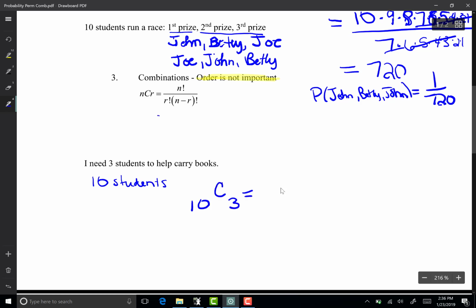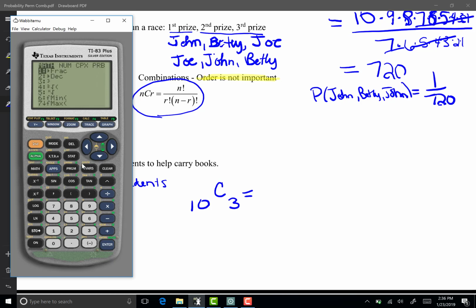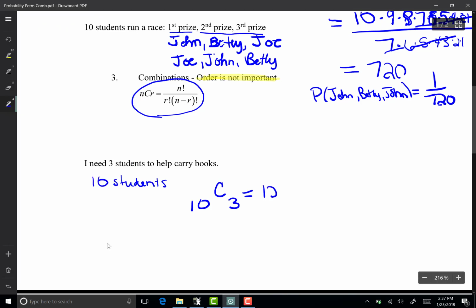So you can see the formula is just slightly different, but let's go ahead and put it in our calculator. We put in 10, go to math, over to PRB, down to nCr, and then put in our 3, and there's 120 different combinations. So again, if it asks you a probability and there's only one case, you'd be 1 out of that. Make sense?